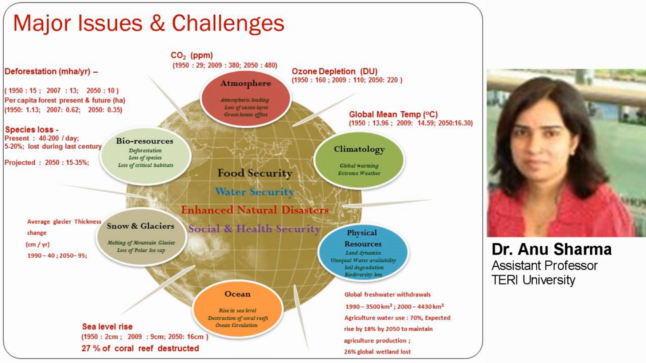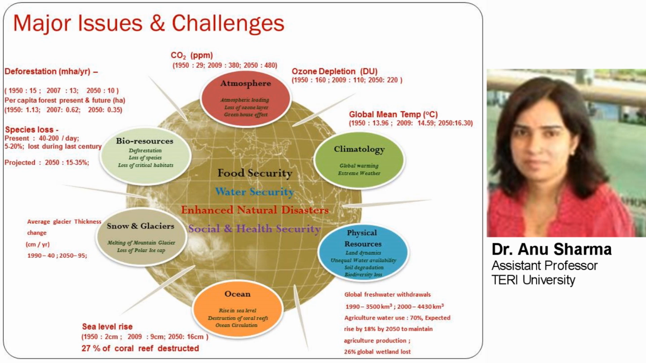So here we talk about the major issues and challenges that are posed because of climate change. Here we can separate them into various categories, right? We can talk about food security. It has posed challenges to food security and water security. For example, if I talk in terms of the atmosphere, I always talk about CO2. So in 2050, it is projected that CO2 concentration would reach up to 480 ppm, right? If I talk about bioresources, we talk about deforestation and species loss.